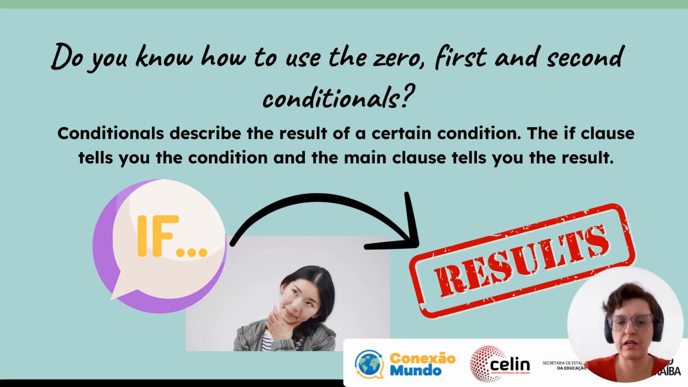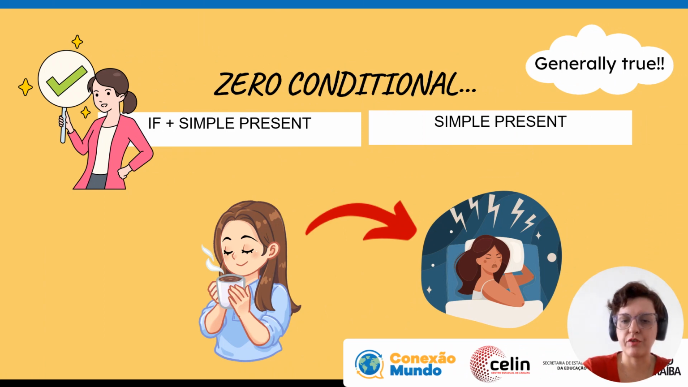We have four types of conditional sentences. We are going to see the zero, first, and second conditional sentences in this lesson. There's also the third conditional sentence, but we are not going to see these kinds of sentences. Okay, first we have the zero conditional sentence.